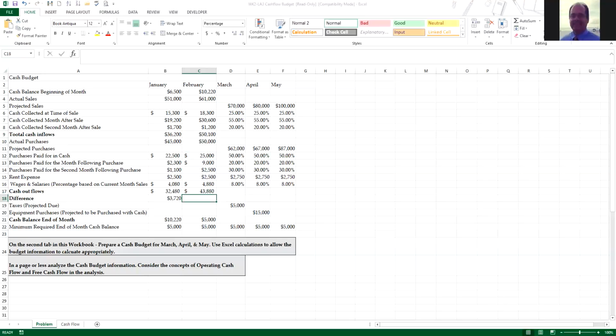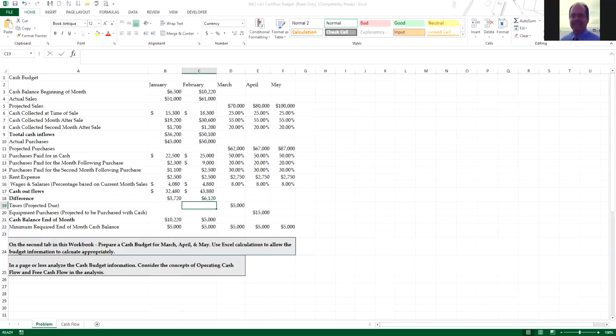Now we need to figure out the difference between the inflows and outflows. So you have your cash inflows less your cash outflows. So we have 6,120. So now we're going to add the 6,120 because that's in addition to what we were making to the 10,000.